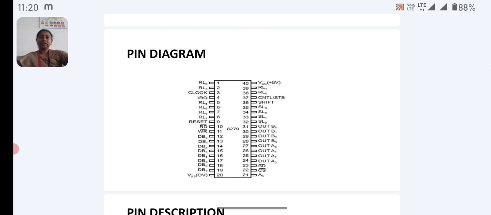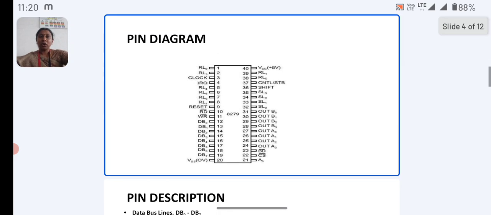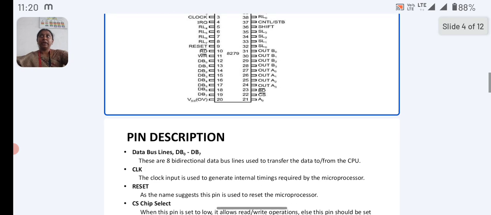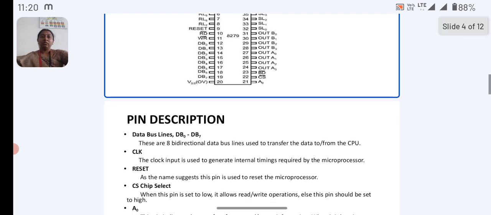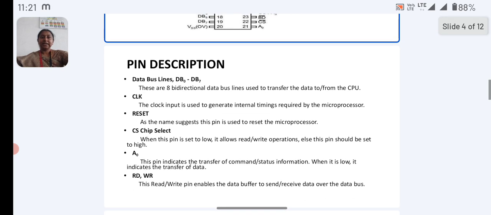This is the pin diagram. It is a 40 pin device, as I said. Here IRQ is interrupt request, RL is return lines, SL is scan lines, and DB0 to DB7 is the data bus, that is a data bus of 8 bits. CNTL is the control strobe pin. These data lines are 8 bit bidirectional data bus lines, which are used to transfer data to the CPU. Reset, as the name itself says, resets the device.